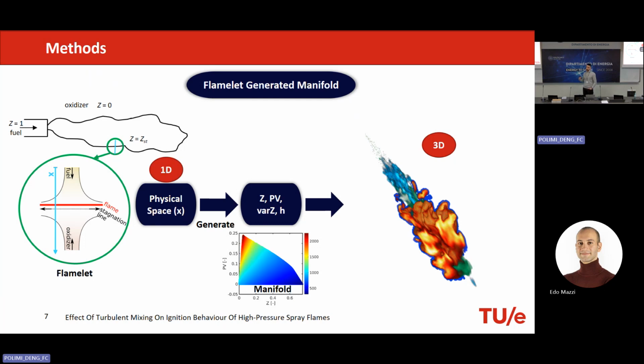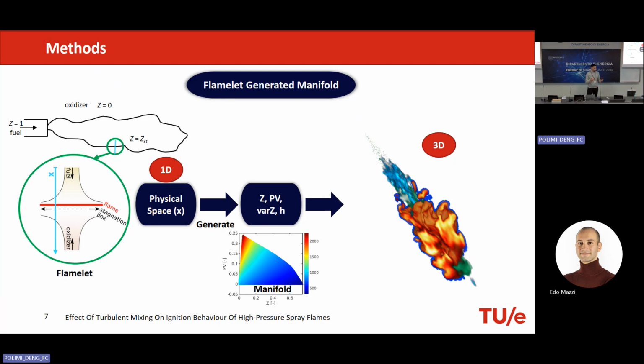In our case, we use counterflow flames, where fuel and oxidizer meet at the stagnation line and create a flame. And so we can follow the evolution of the flame in the physical space. So we have all the thermodynamic variables as a function of the physical space.